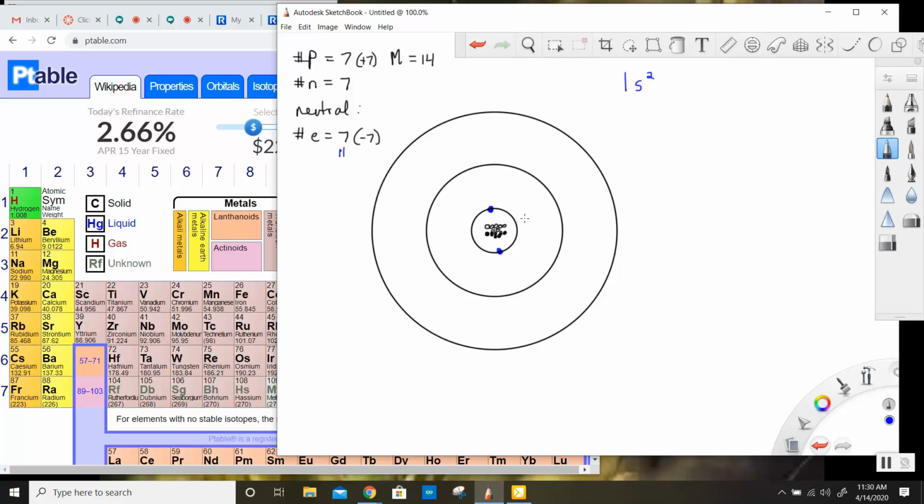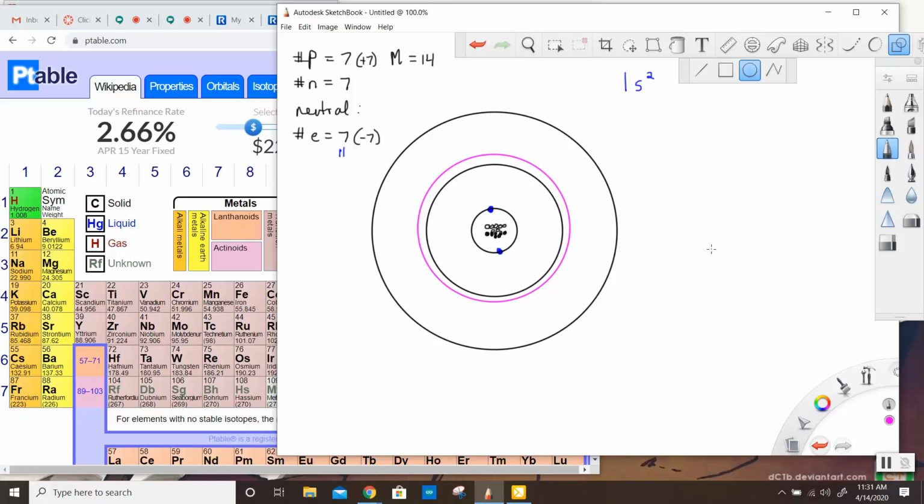Right. And so we're gonna separate this into subshells now. Some of them are gonna be on the S subshell, and some of them are gonna be on the P subshell. So the S subshell here is gonna be the black subshell, and the P subshell will be the purple subshell. Is that okay?